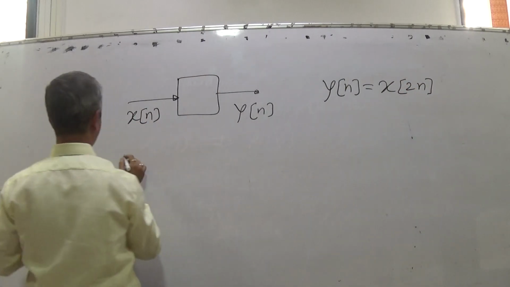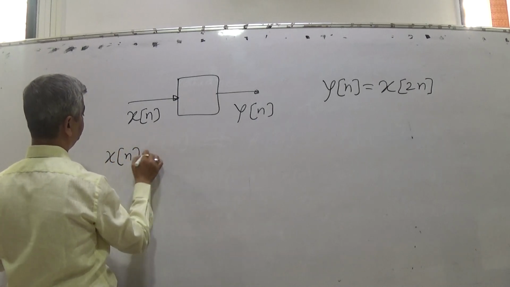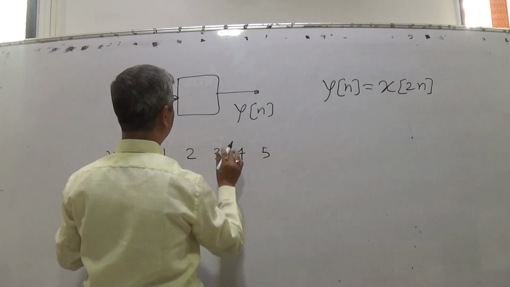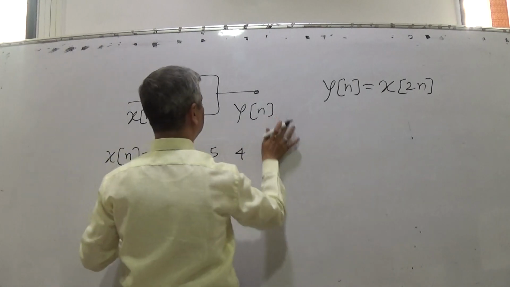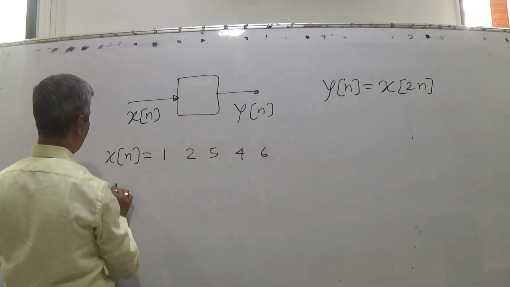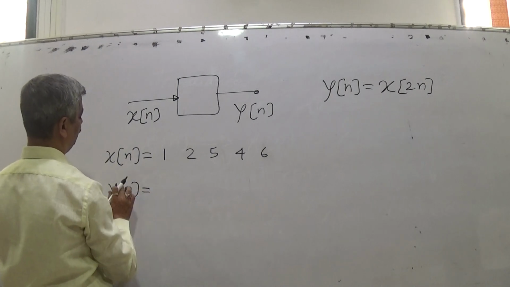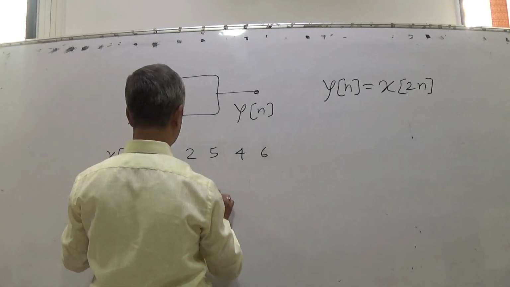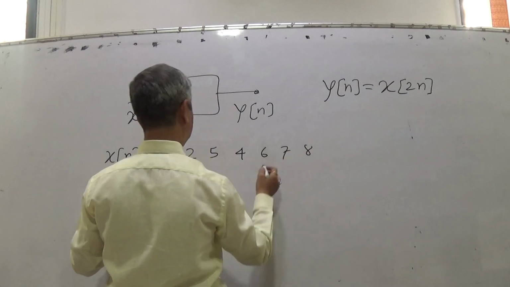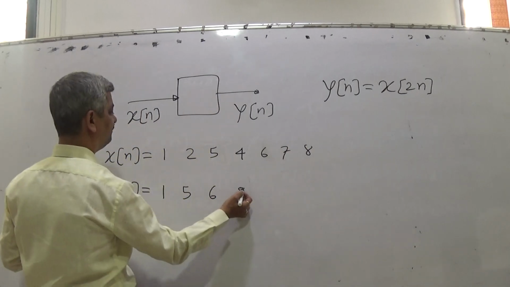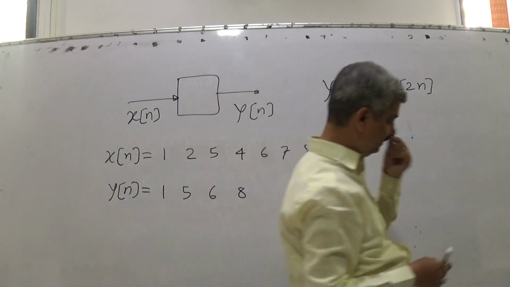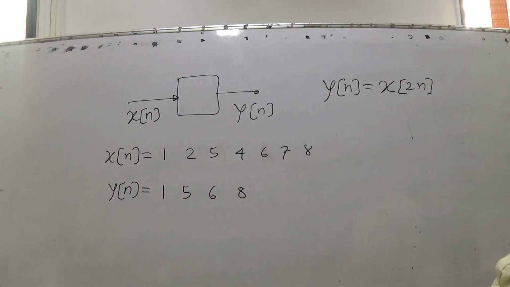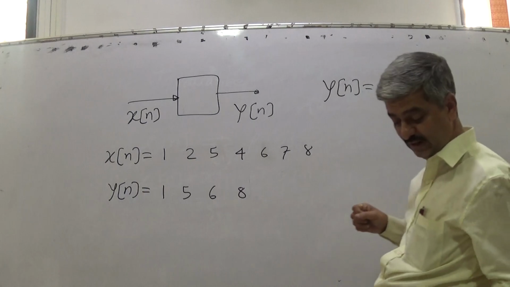Means how we can take an example. x[n] is equal to 1, 2, 3, 4, 5, 1, 2, 5, 4, just random values I am taking. So y[n] is equal to x[2n], and this goes on like this.